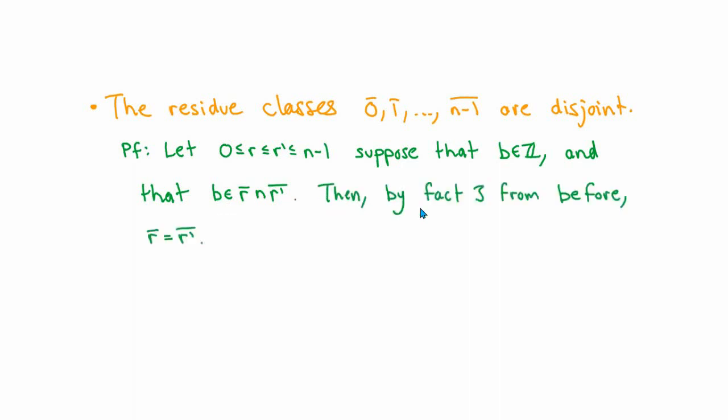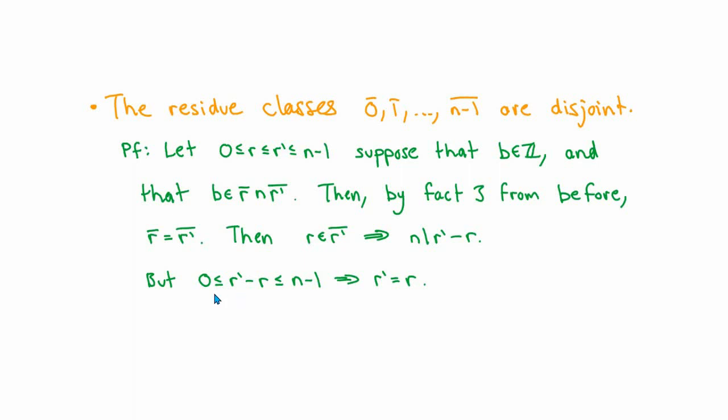Well, as we already said by fact 3 from before, that would imply that r bar is equal to r prime bar. But then the fact that r is an element of r prime bar would mean that r prime minus r is divisible by n. Now, since r and r prime are both between 0 and n minus 1, and r is less than or equal to r prime, we know that r prime minus r is greater than or equal to 0 and less than or equal to n minus 1. However, the only integer multiple of n in this range is the integer 0, so that forces r prime to be equal to r, and it completes the proof that these residue classes are in fact disjoint.